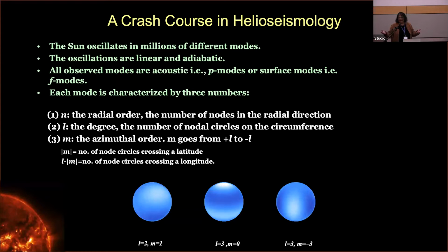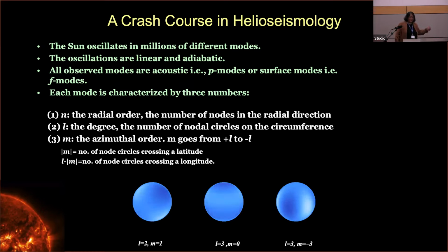Because G and K, okay? Now, each mode is characterized by three numbers. There's the radial order n, which is roughly the number of nodes inside the sun. The degree L, which is the number of nodal planes on the surface. Think of your hydrogen atom wave function, the Y_LMs, that's all we do. And the azimuthal order M, which is the number of nodes along the equator, okay? So M can go from minus L to plus L. Again, just like your hydrogen atom.